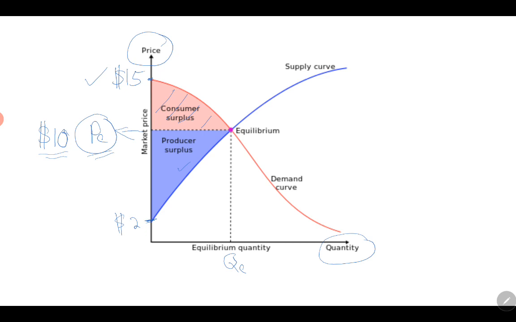Okay, so for you to remember, below the price equilibrium will be the producer surplus. Above the price equilibrium will be the consumer surplus. Okay, so remember this.